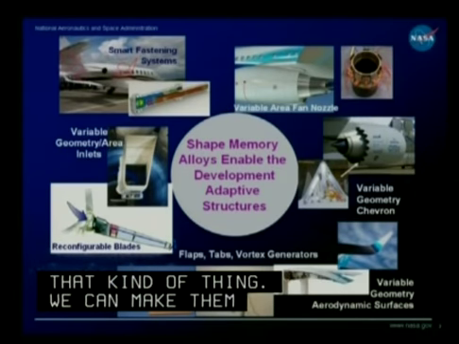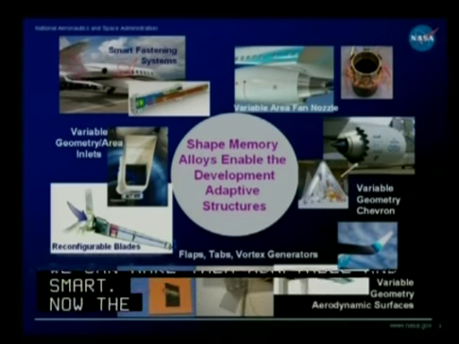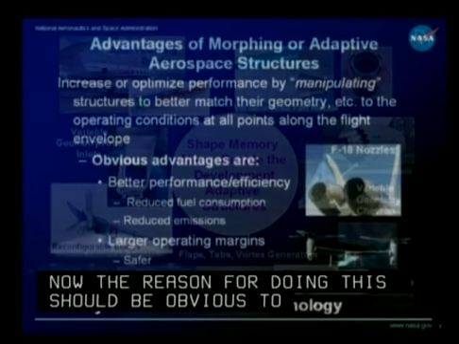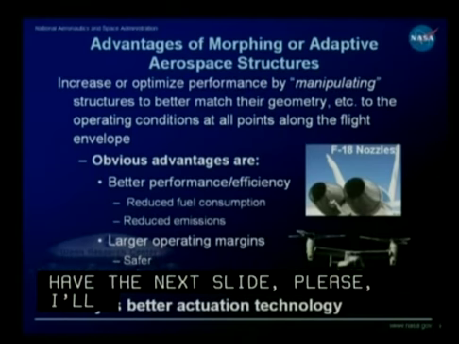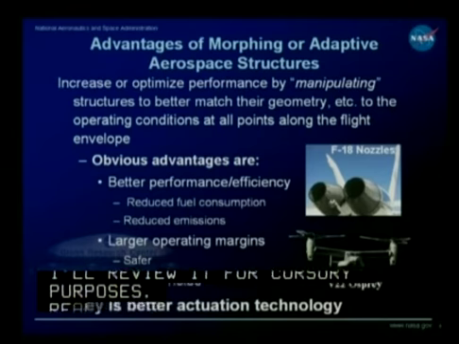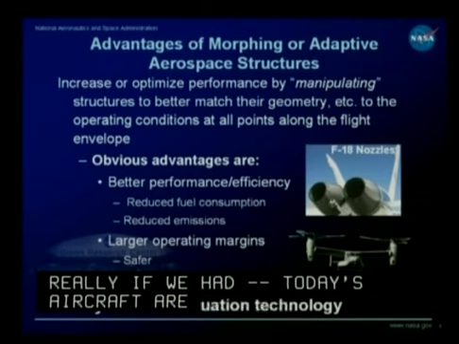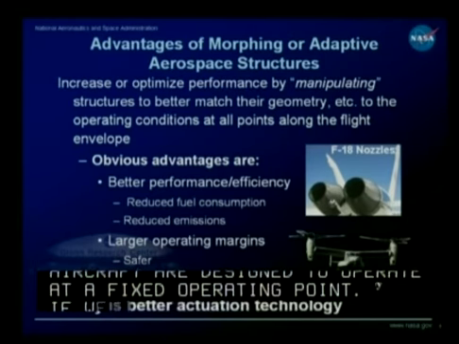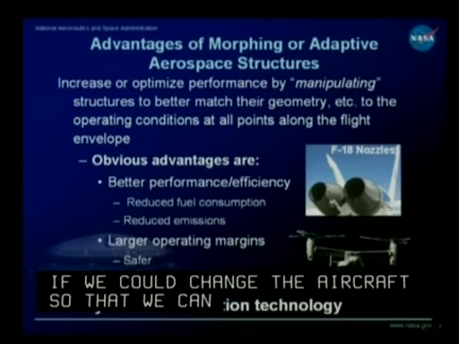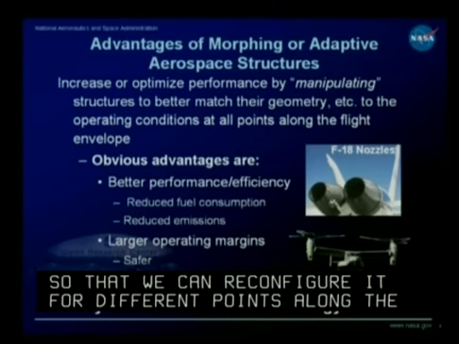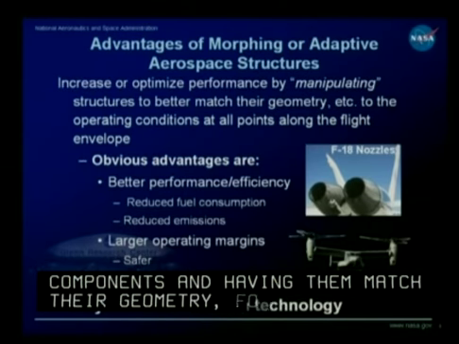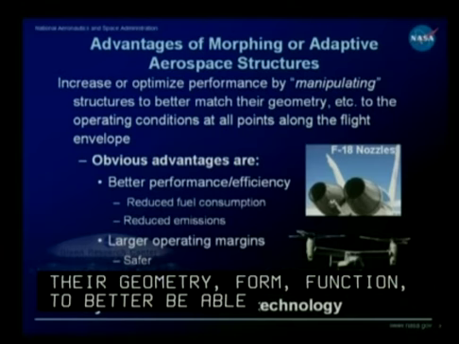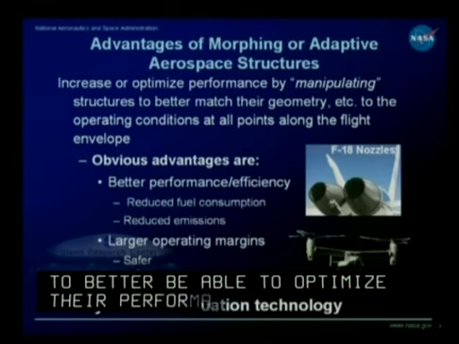Now, the reason for doing that should be obvious to everybody in this audience, but if I could have the next slide, please, I'll just review it for cursory purposes. Today aircraft are really designed to operate at a fixed operating point, but if we could change the aircraft so that we could reconfigure it for different points along the flight envelope by taking major components and having them match their geometry, form, function, to better be able to optimize their performance along different parts of the flight envelope, so the whole aircraft is better equipped.